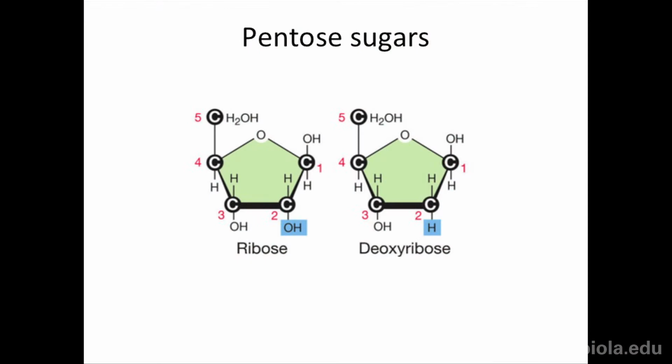So we could take carbon 1 and you could bond it to carbon 3. You could take an OH group off here, an H there, and instead of a bond between those, I could make a 1-3 glycosidic bond. And I could turn these individual sugars into a disaccharide, right?